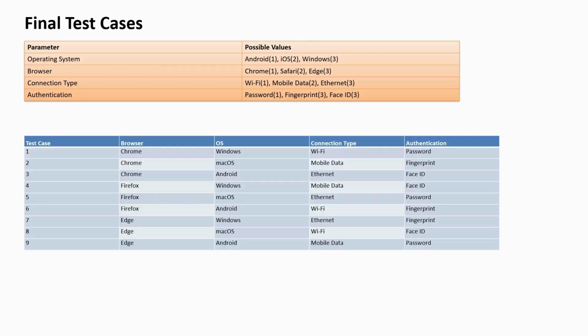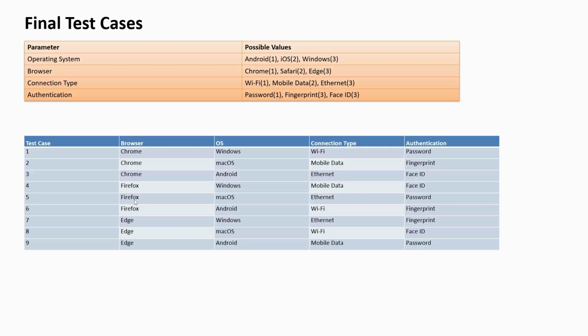Now the final step is to derive the test cases. Here we removed all the numbers and substituted them with the actual values. In test case 1, I will be using a Chrome browser on the Windows operating system with Wi-Fi as the connection and authentication as username and password. For test case 2, I am still using Chrome as the browser but on macOS with mobile data and fingerprint as the authentication, and so on, right?